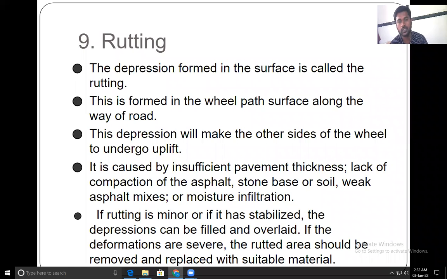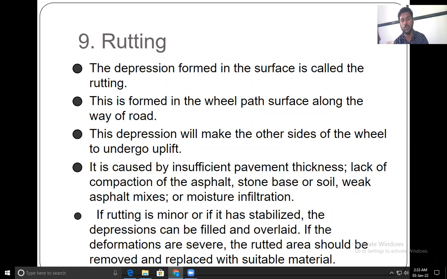It is caused by insufficient pavement thickness. This is very important. If the thickness designed as per the IRC is not maintained, rutting will be there and depressions will form on the roads. Other causes are lack of compaction of the asphalt layer, stone base or soil, weak asphalt mixes, and moisture infiltration. These are the reasons for formation of depressions on the roads.